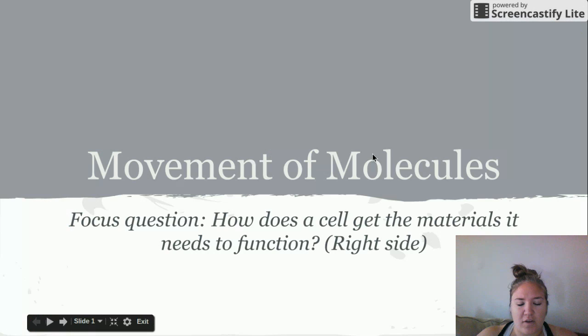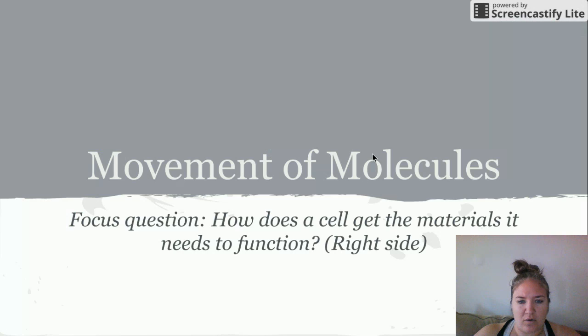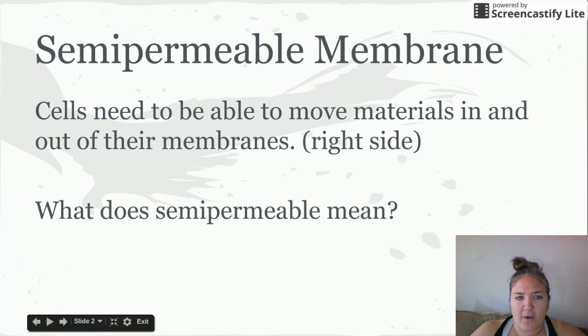Okay, so today we're going to talk about movement of molecules and how a cell gets the materials it needs to function. Like we talked about before, our cells have these semi-permeable membranes, and cells need to be able to move materials in and out of their cells through their membranes. So let's talk a little bit more specifically.